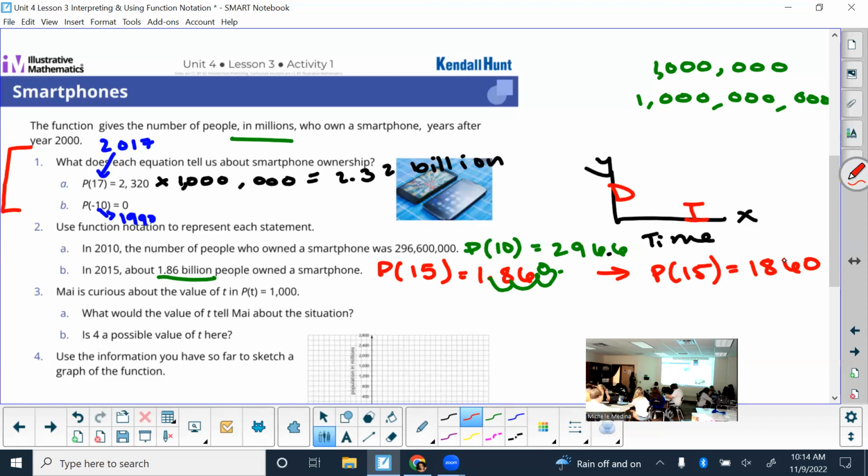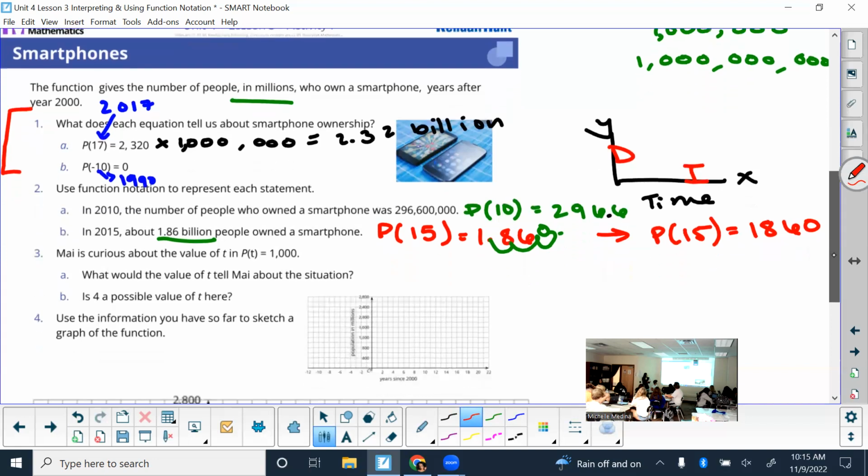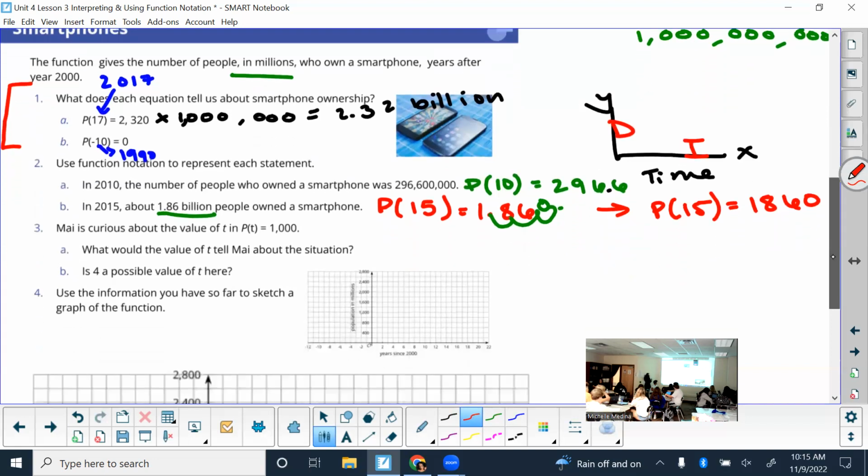Okay, almost done. So May is curious about the value of T and P of T equals 1,000. What would the value of T tell May about the situation? And it's for a possible value of T here. So again, just interpreting function notation. This one we can kind of do as a thought.